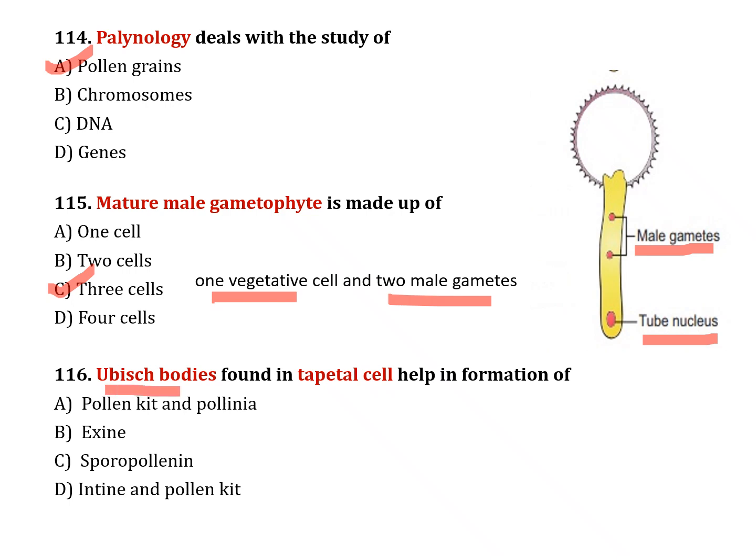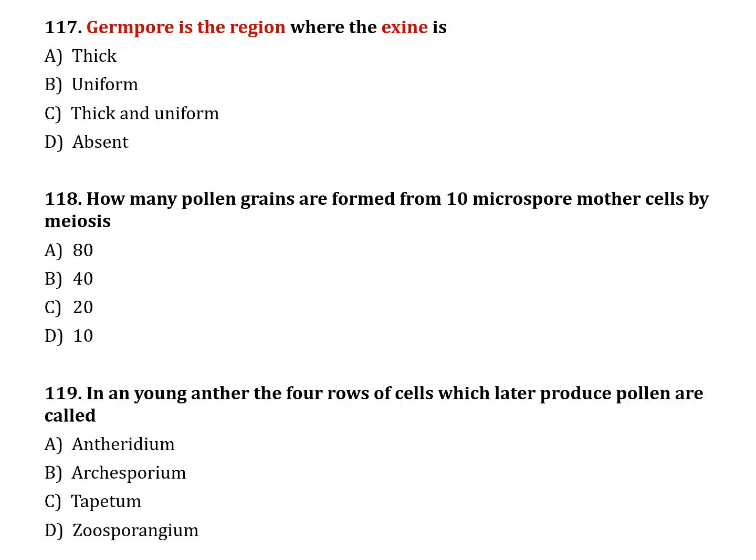The next question, number 116. UBISCH bodies found in tapetal cells help in formation of option A, pollen kit and pollinia. Option B, exine. Option C, sporopollenin. Option D, intine and pollen kit. Correct answer is option B, exine.